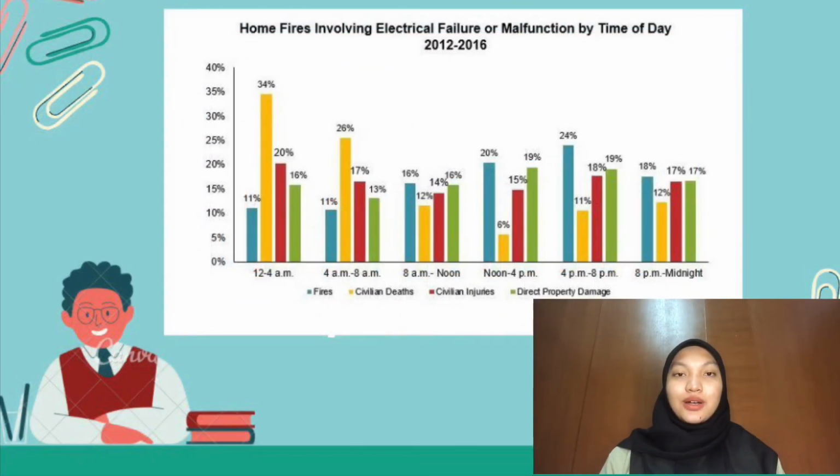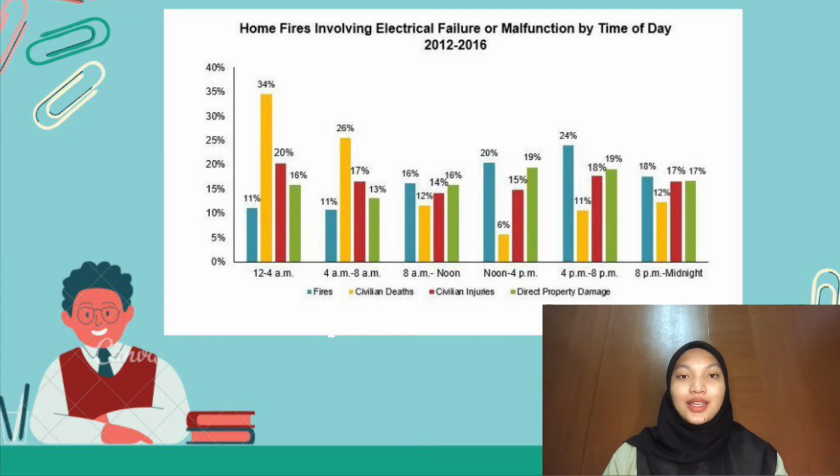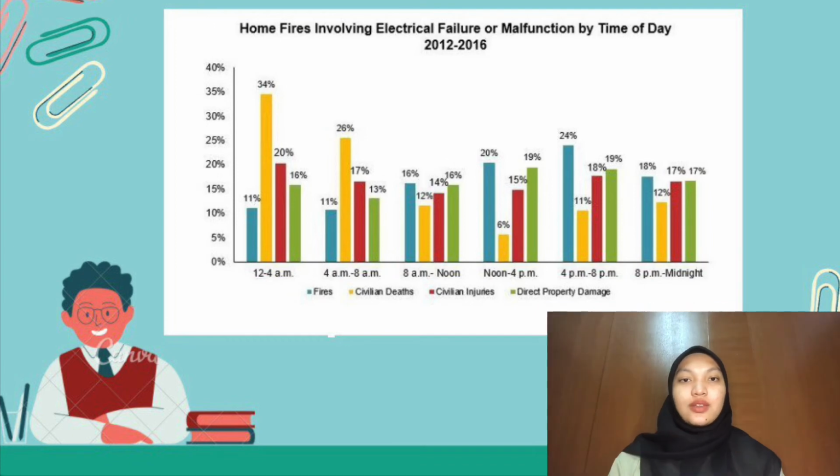Alright, according to the bar graph, we can see the highest cases of home fires involving electrical failure is fire with 20%, which is 1% more than direct property damage, which is at 19%. The cases of home fires involving electrical failure with 15% is civilian injuries, which is at the third highest peak. Lastly, there was a dramatic drop for civilian death, which is only 6%.